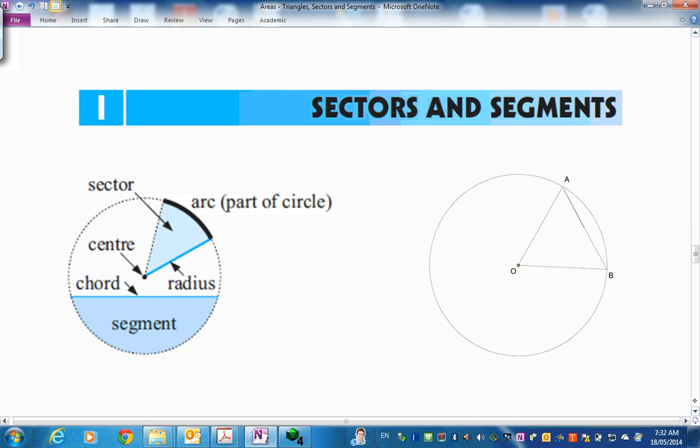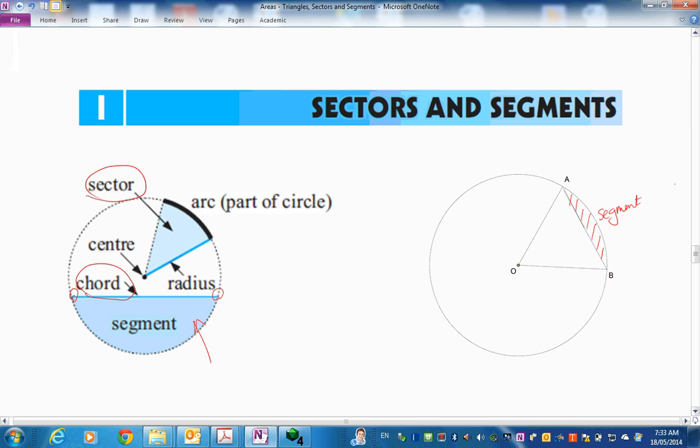Alright, let's move on to sectors and segments. As we said before, the sector is a piece of pie, if you like. The segment is a piece of the circle cut off by a chord. A chord is any line joining 2 points on the circumference there. Okay, so I've got a centre, a radius and all that. That's a segment. That's a segment there, the piece cut off by the line joining 2 points on the circumference.